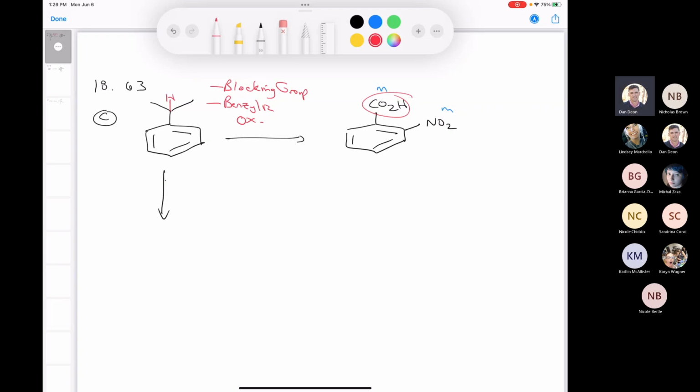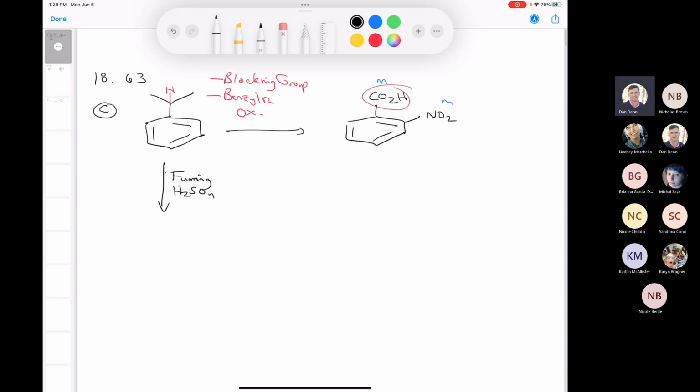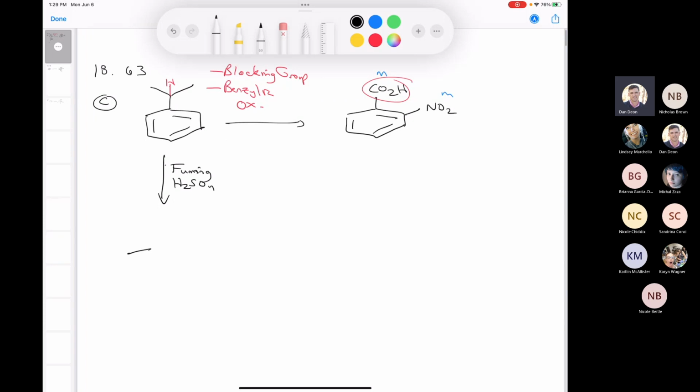We know the entire answer because all we have to do is put a blocking group in first. So we're going to treat this with fuming H2SO4, which is a mixture of sulfuric acid and sulfur trioxide. That is what is going to enable us to get that nitro group where we want it. Now we've got our isopropyl. We've got our SO3H, which is our sulfonic acid.